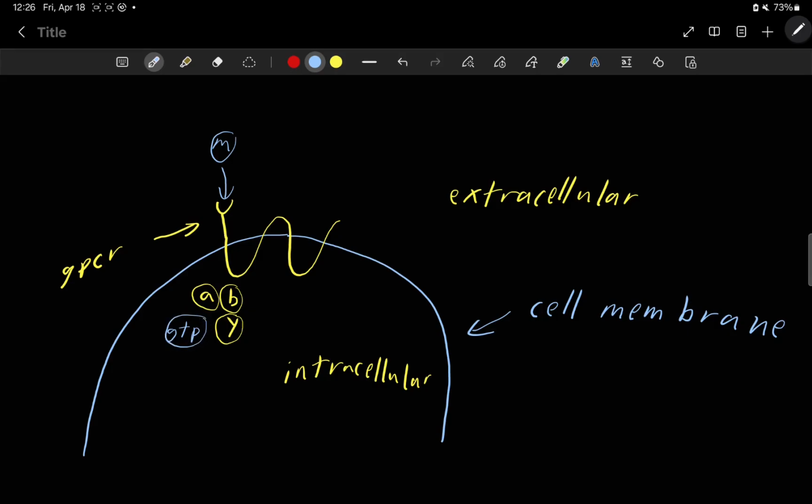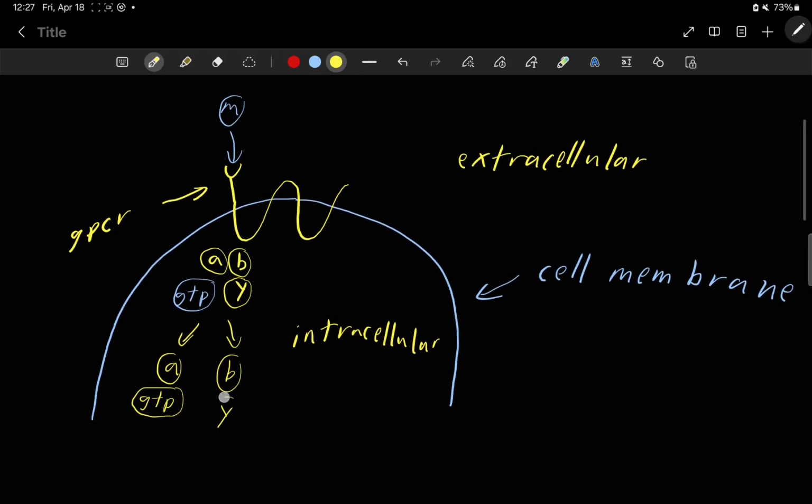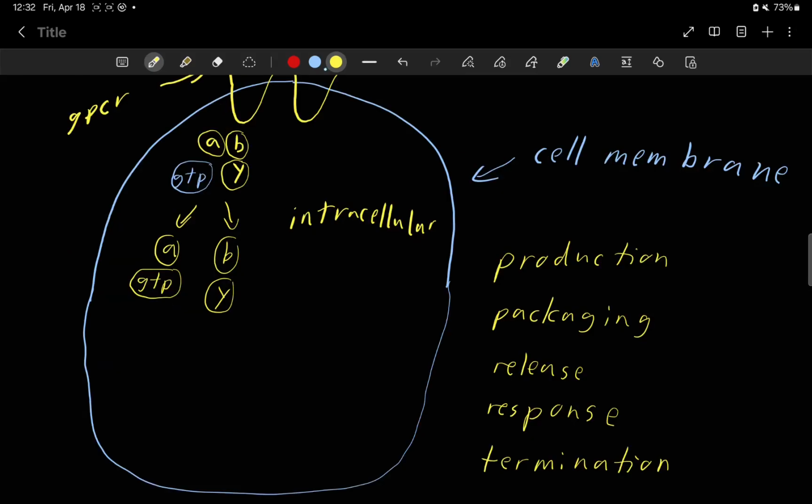And now comes the great rift. The G protein and GTP complex gets split in half. On one half you have your alpha subunit and your GTP. And on the other half you have your beta and gamma subunits. So it splits, and now you have these two complexes from what was your original G protein.